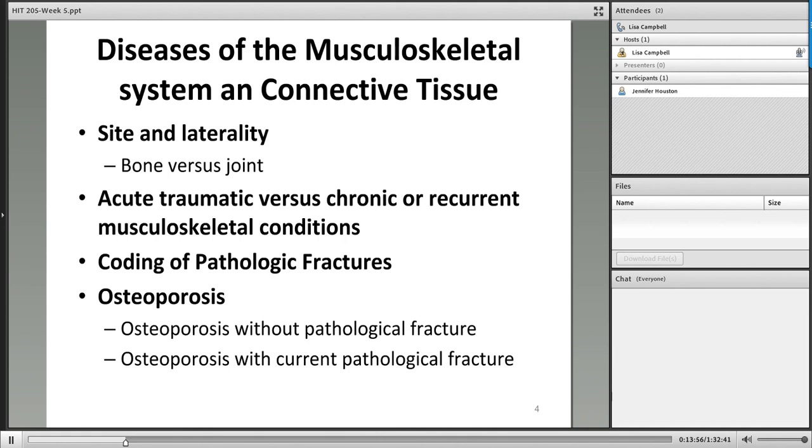And one of the things I'll say to them is, doctor, you have to paint that picture. Doctor, you have to tell us if it's left or right. Doctor, you have to tell us if it's acute or if it's chronic. Doctor, you got to tell us if it's the bone versus the joint. And when I say that to them, they don't realize that the codes are that specific.